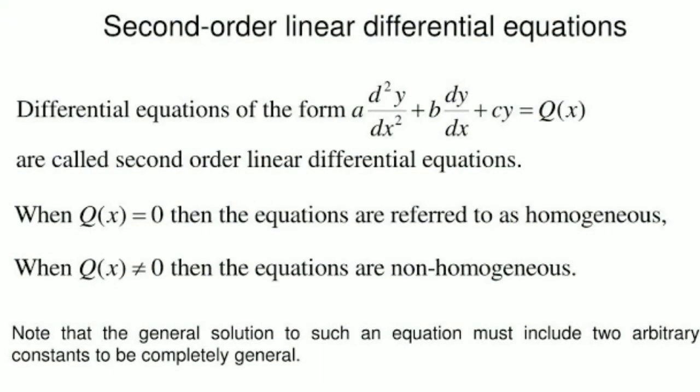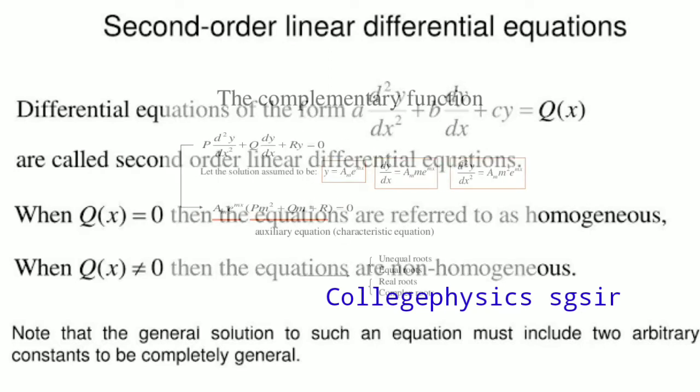Suppose one equation is given by a d square y dx square plus b dy dx plus cy equal to q(x), where a, b, c are functions of x or constants. This is called a second order linear differential equation. When q(x) equal to 0, the differential equation is referred to as a homogeneous differential equation, and when q(x) not equal to 0, the equation is called a non-homogeneous differential equation.